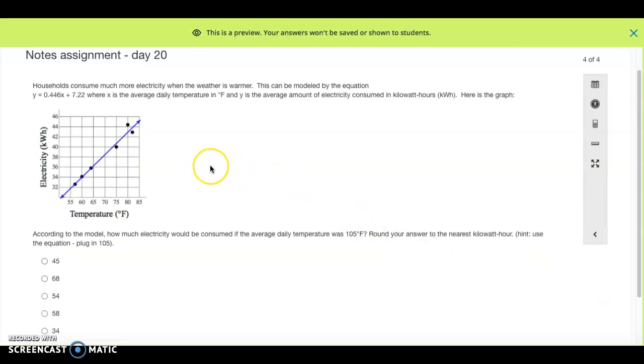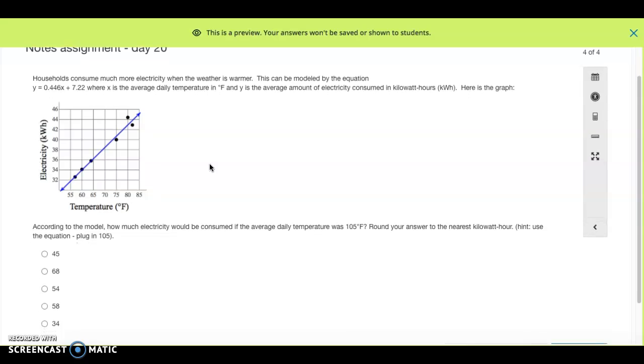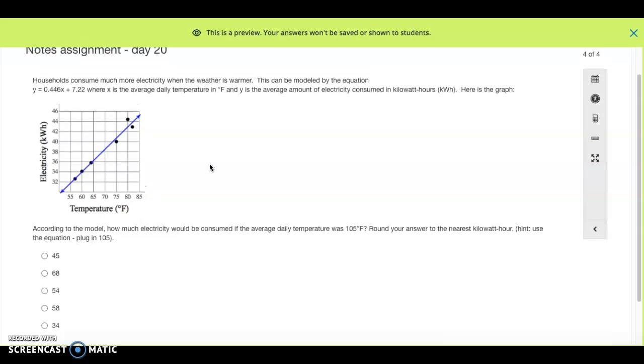Our last one is the hardest problem. I'm not going to give you the answer for this one. I want you to do it. Same situation. I want to know the electricity consumed if the average temperature is 105 degrees. If it's really hot, 105 degrees, that's way up off the chart.